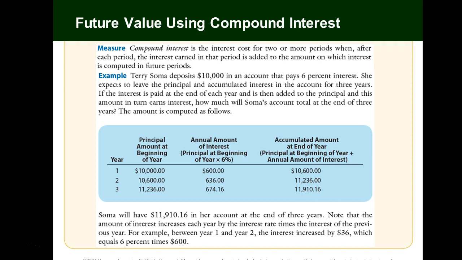The amount of interest increases each year by the interest rate times the increase in the interest that was received in the previous year. So between year 1 and 2, the interest went up $36, which equals 6% times the amount of interest she earned, or $600 in interest times 6% was the $36. So compounding your interest basically is how people make money, because if they let it sit, you're not just getting interest on that principal balance, but you're getting interest on that interest that's been sitting and adding to it.